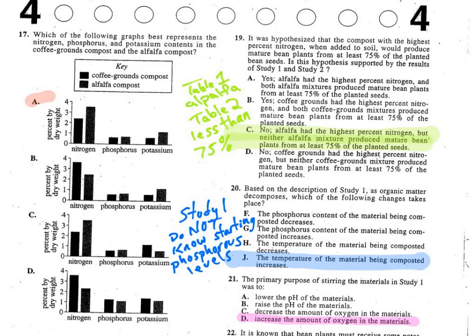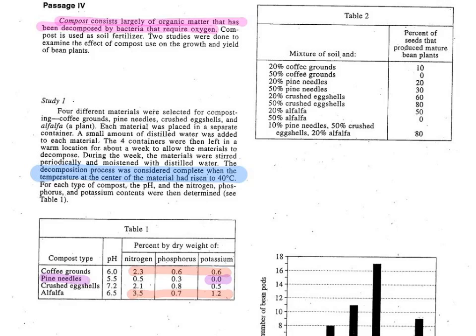Question 20 says, based on the description of study 1, as organic matter decomposes, which of the following changes take place? As I scan the answers real quickly, I notice that they are either talking about the phosphorus content changing or the temperature changing. When I go back to the passage, I notice that we have different values for phosphorus because of the compost.